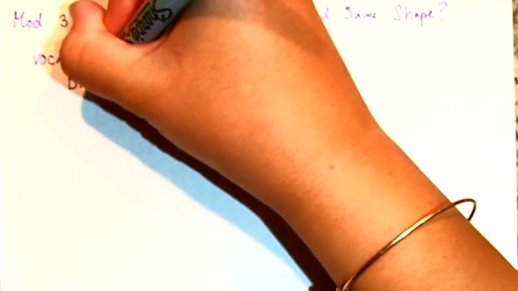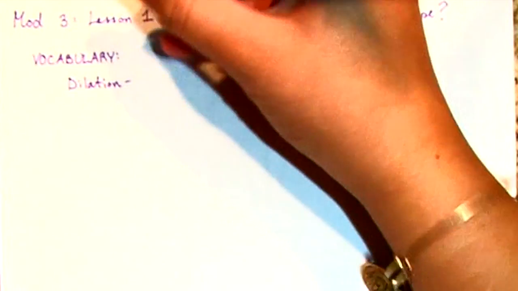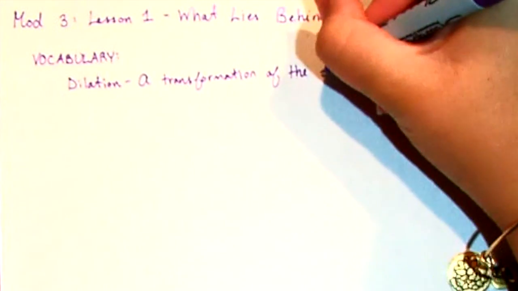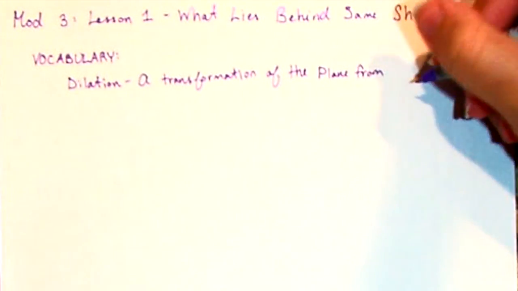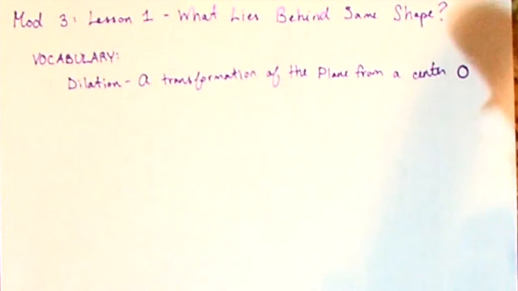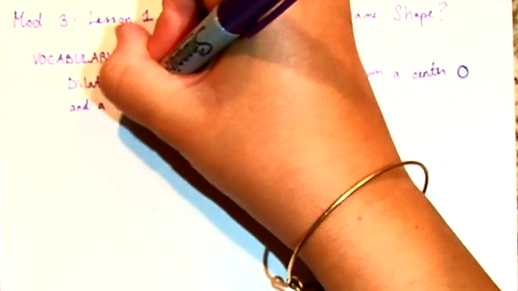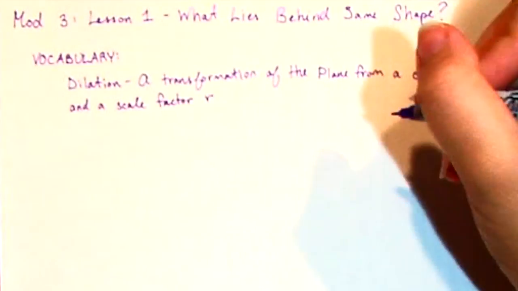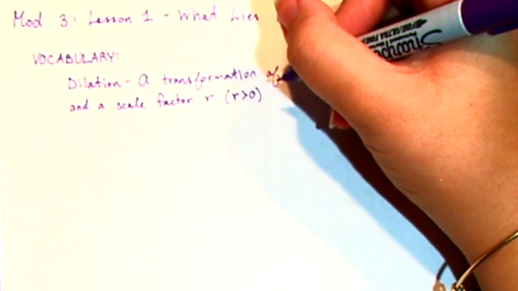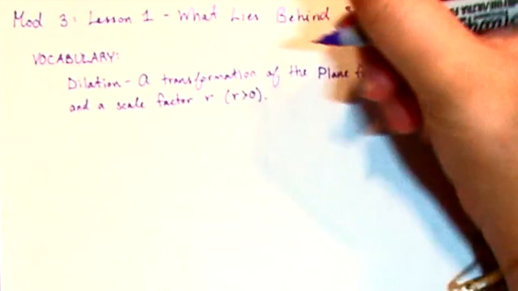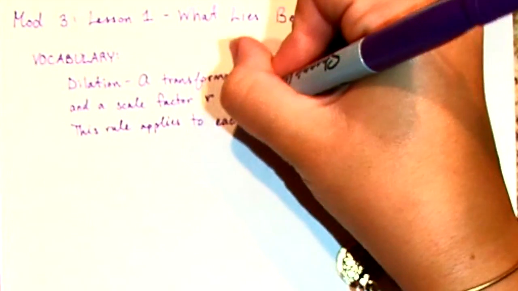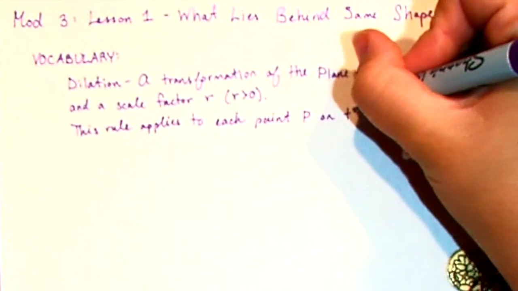We're going to start with the word that we learned previously in class, dilation. And dilation is a transformation of the plane from a center O and a scale factor that we call R. And R is always greater than 0. So this rule is going to apply to each point P on a plane.